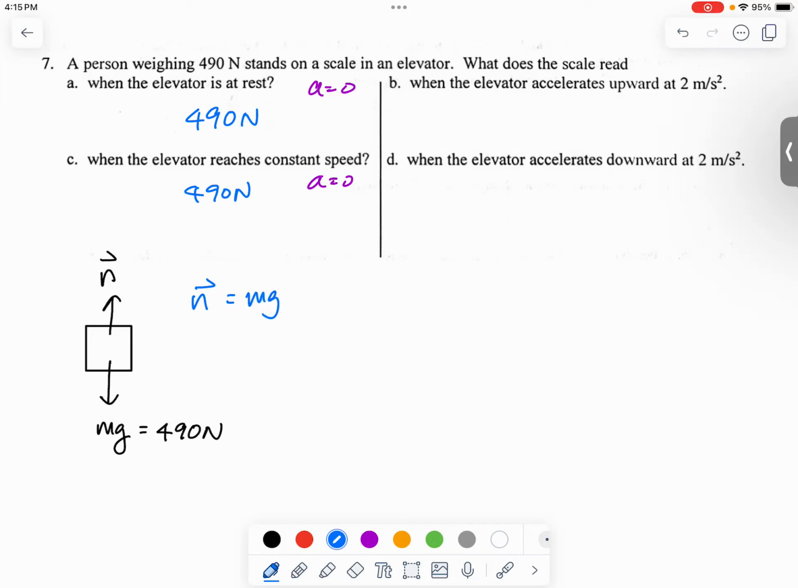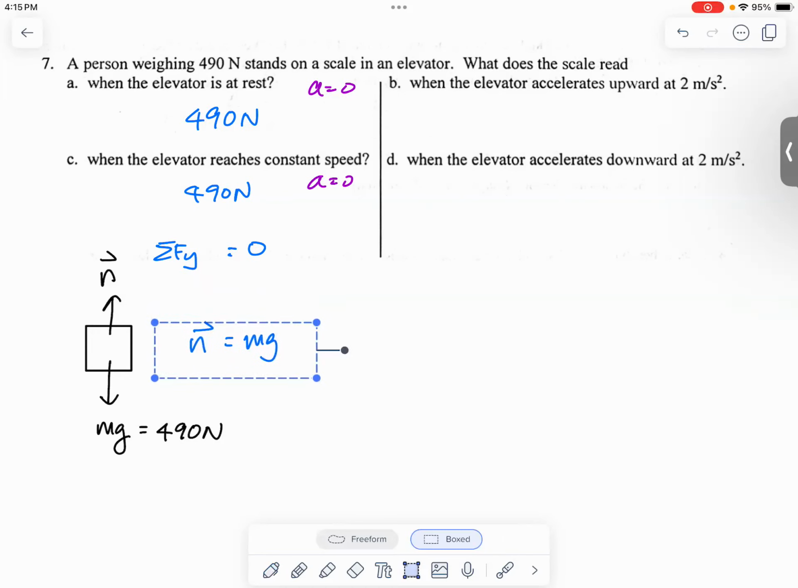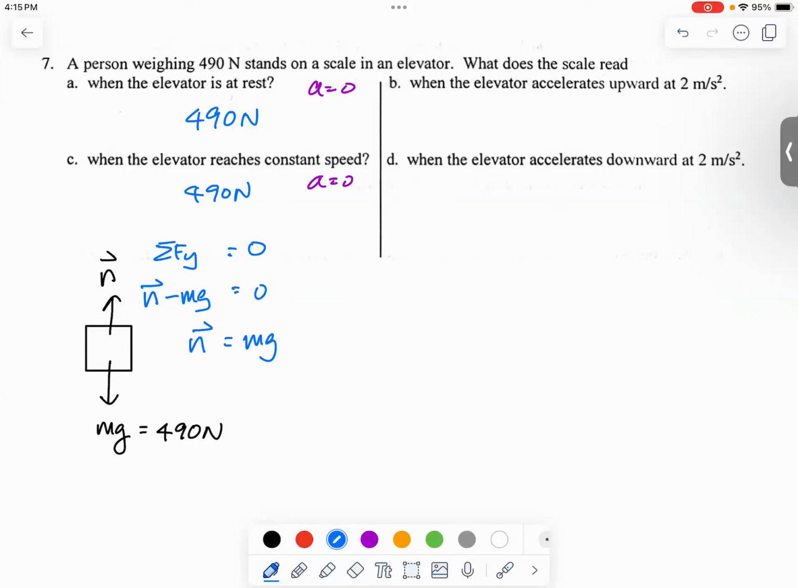Or if I want to go one line earlier, or maybe 2 lines earlier, we can say all the forces in the y direction would be 0. Normal force minus mg would be 0, so normal is equal to mg. And that would be the case for A and C. But what about part B and part D?